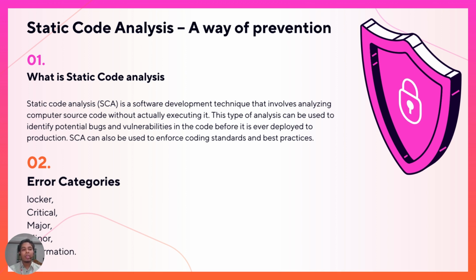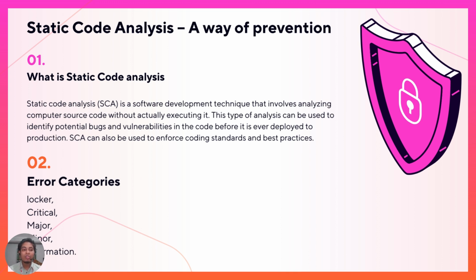My next slide is about static code analysis, a way of prevention. First of all, we have to know what static code analysis is. Basically, static code analysis is a software development technique that involves analyzing computer source code without actually executing it. This type of analyzing can be used for identifying potential bugs and vulnerabilities.